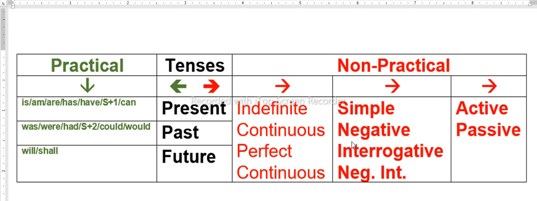In this video, I'm going to talk to you about tenses. Okay, so this video is about tenses. When we start learning tenses, we immediately come to know present, past, and future. Or it is like this: present indefinite, present continuous, present perfect, and present perfect continuous.